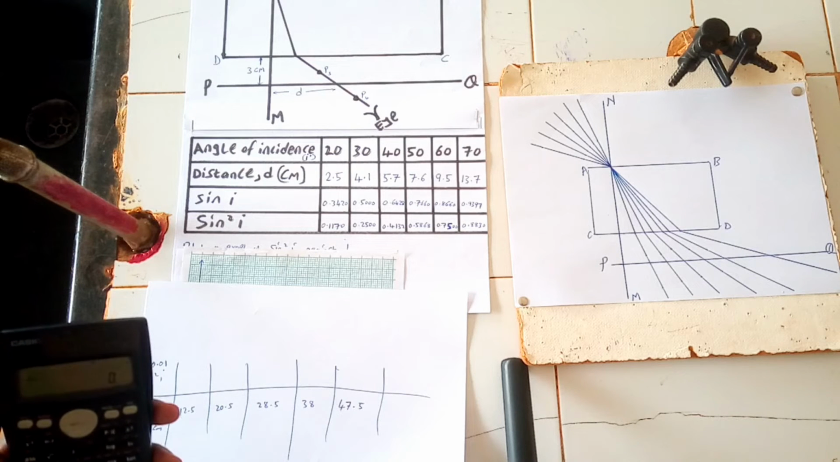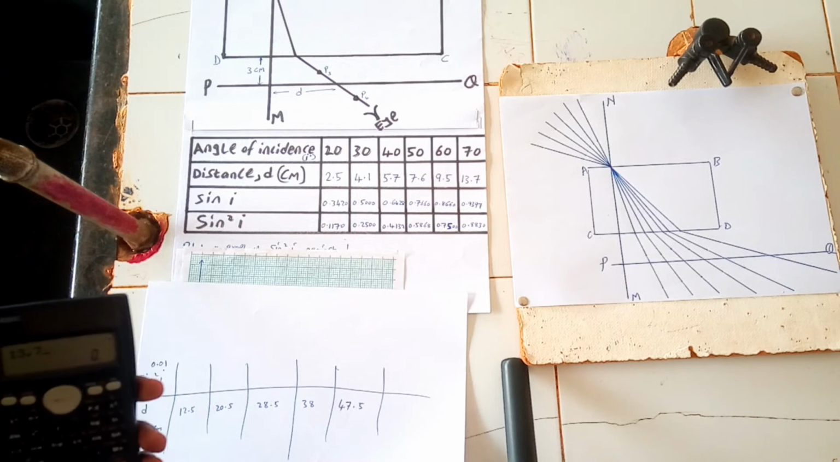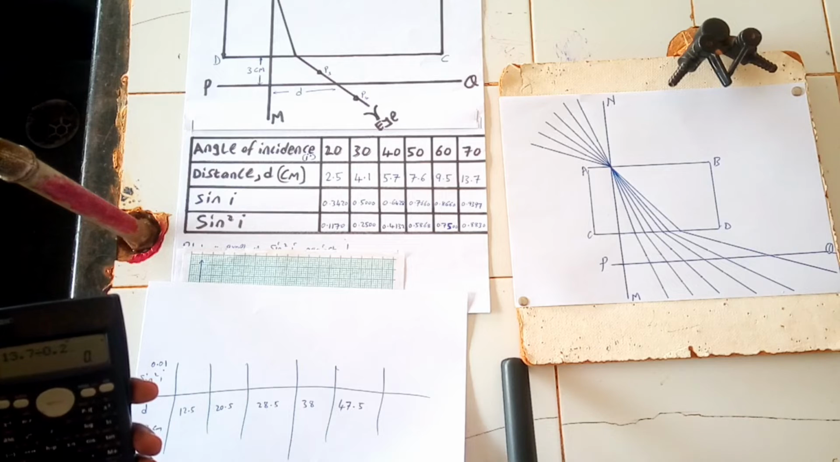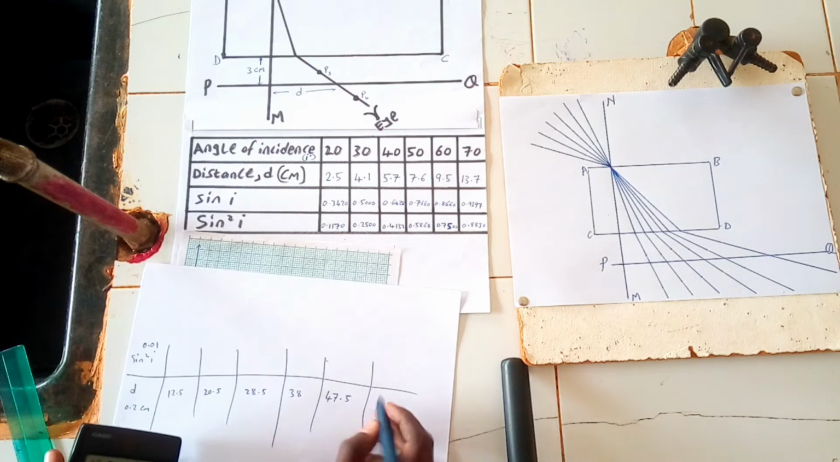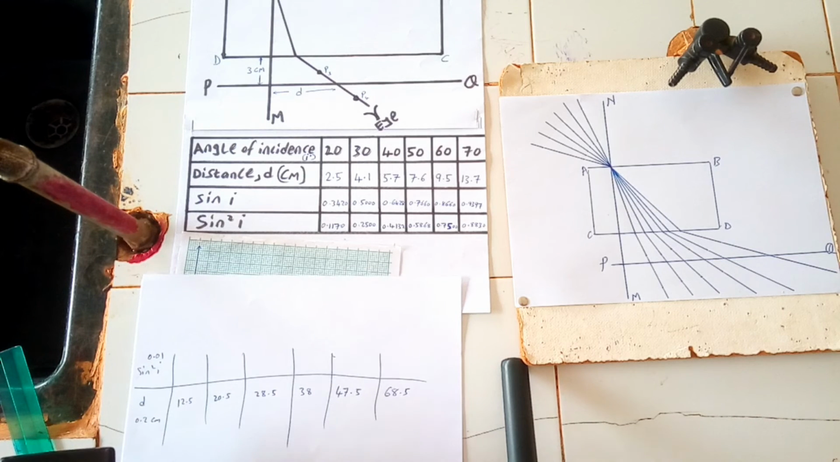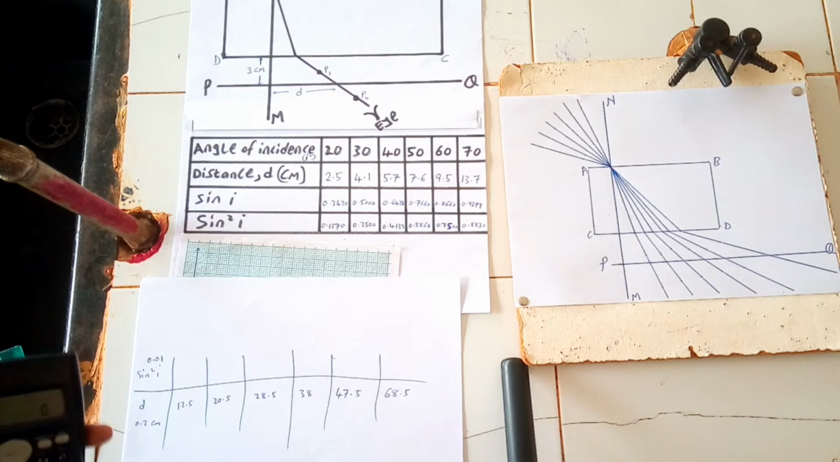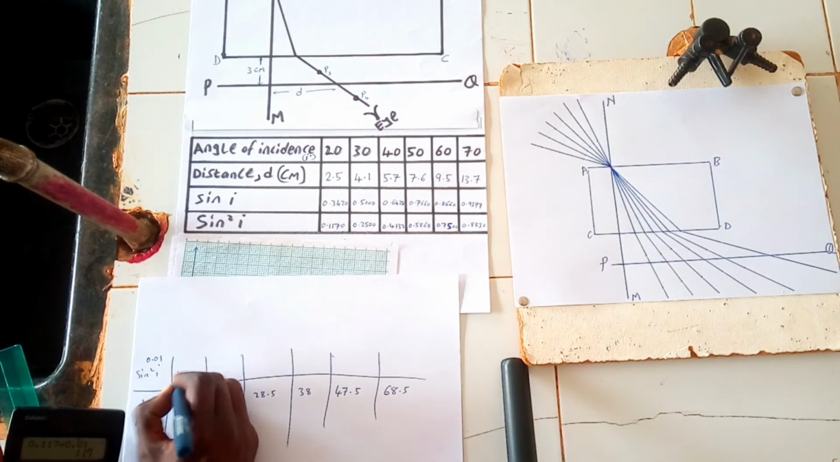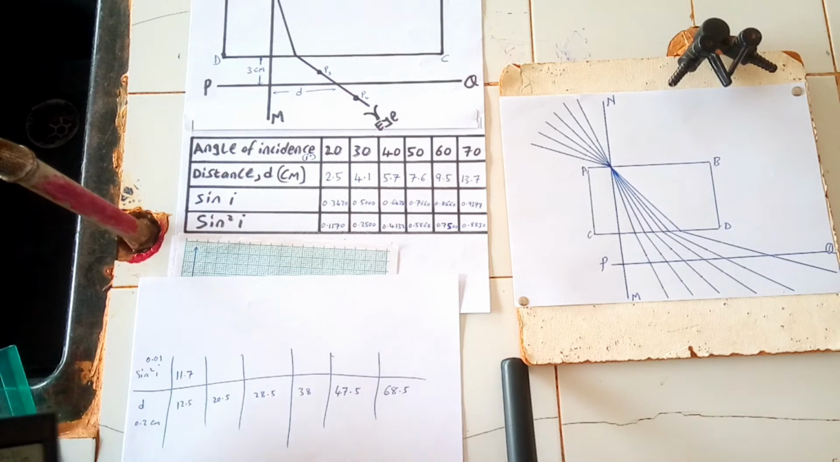Then we have 13.7 divided by 0.2, 68.5. These are the number of small squares or divisions. Let's go to sin squared. 0.117 divided by 0.01. These are 11.7 squares.